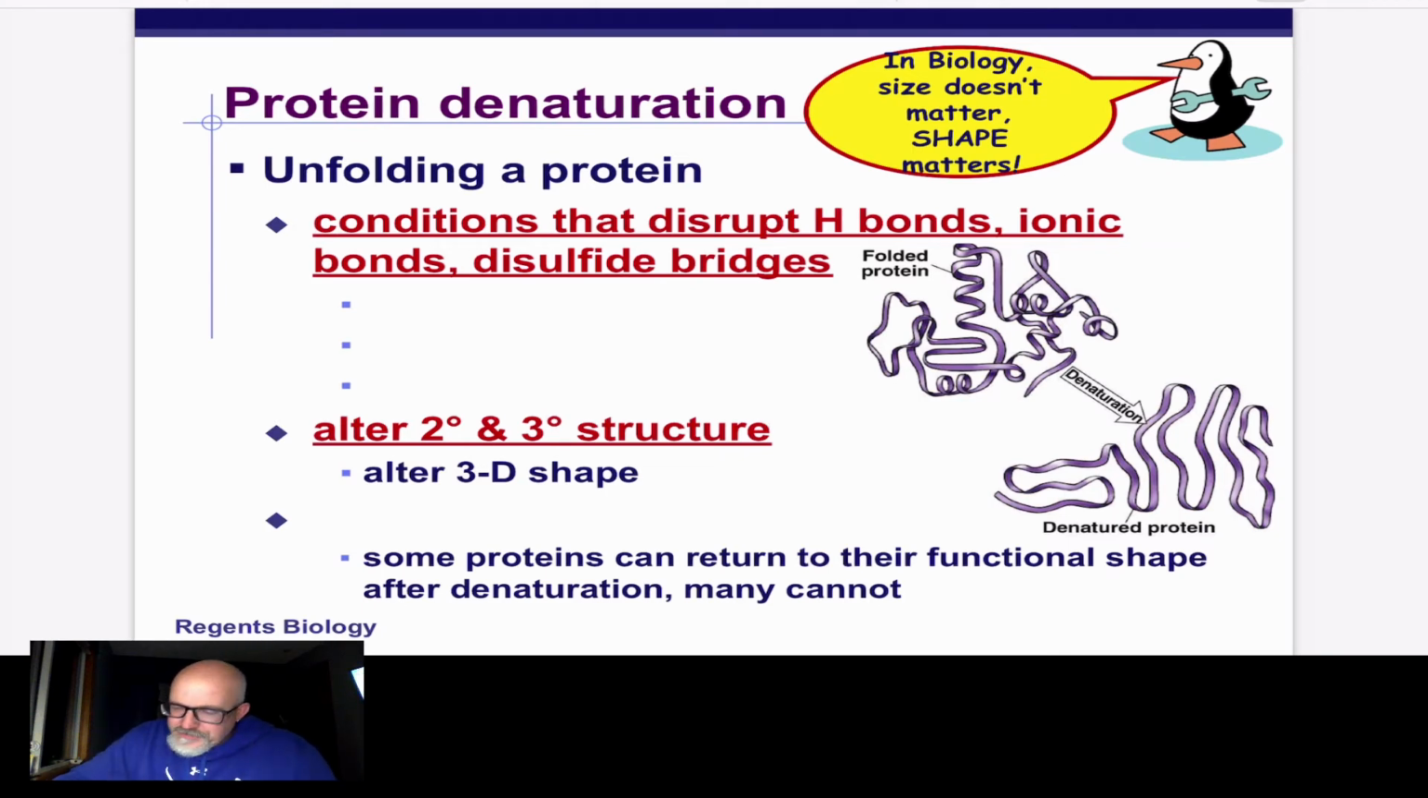In this case, proteins are going to do what's called denaturing. They're going to unfold, right? And that can cause problems. So we have these conditions that are going to disrupt those hydrogen bonds, the ionic bonds, and the disulfide bridges, and it causes problems for that organism.